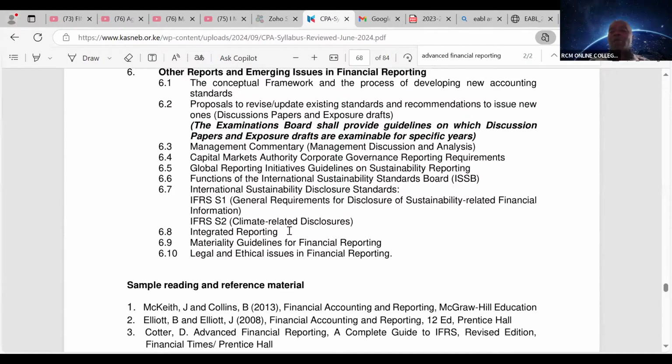Those three areas. So which are these three areas? Number one, we have what we are calling management commentary, management discussions and analysis. Number two, we have sustainability reporting. And then number three, we have what we call integrated reporting. Those three areas only. Ladies and gentlemen, we must take theories very, very seriously.